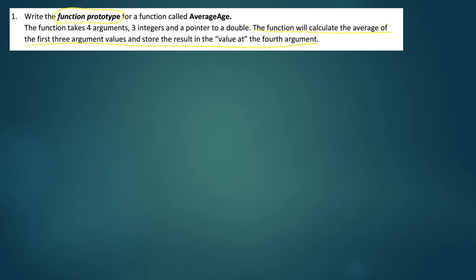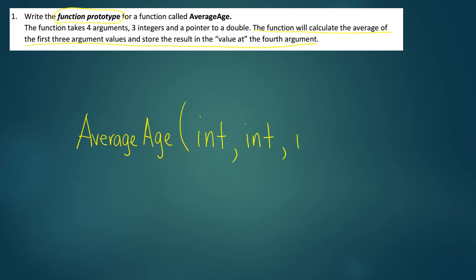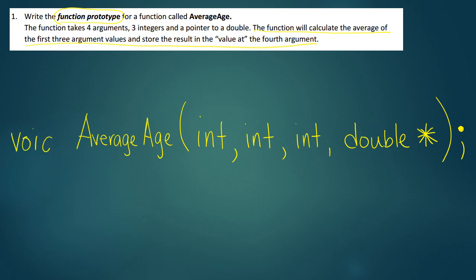So the function prototype is called average age. And it takes 4 arguments, so it takes 3 integers and a double pointer. And it does say that it calculates, but it stores the result in the value at the last argument, so it would have a void return type.